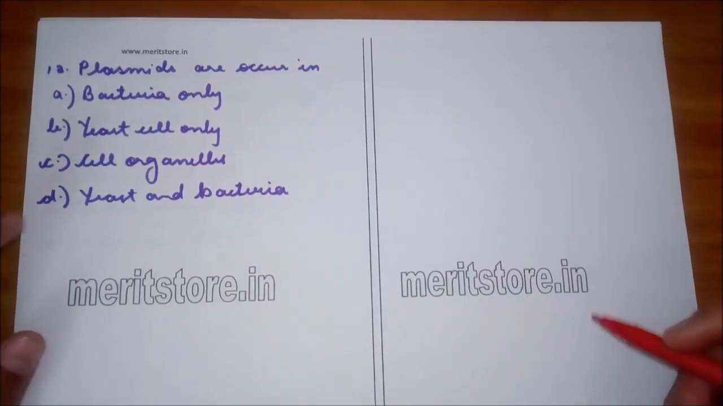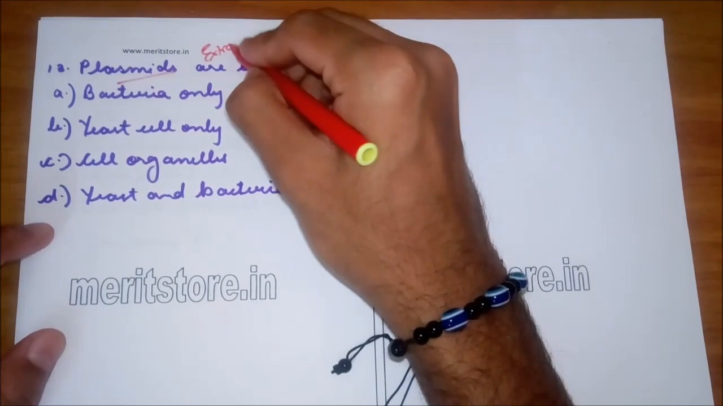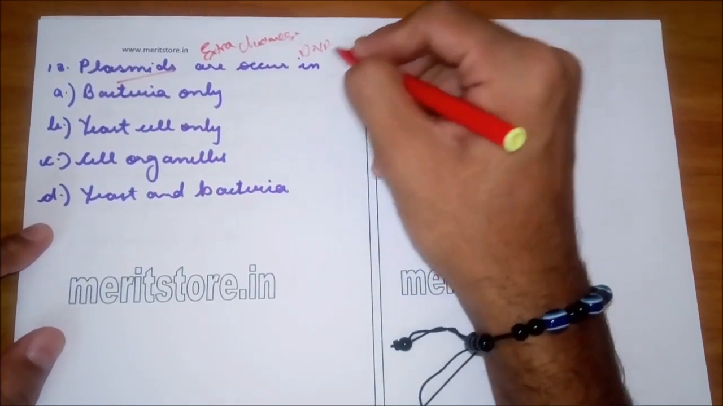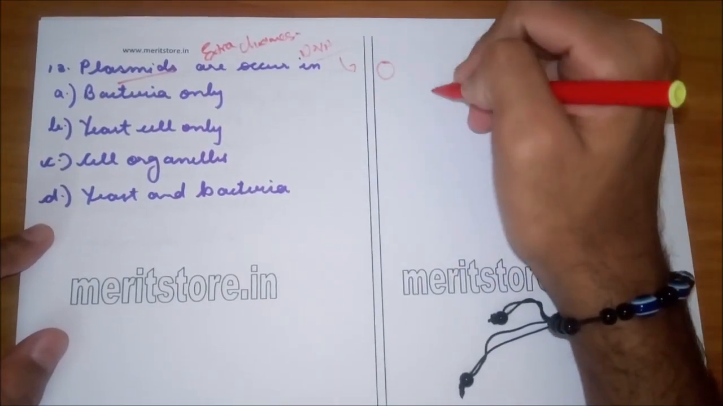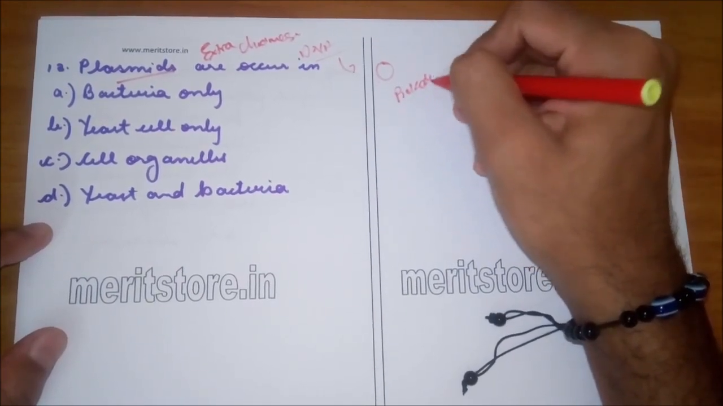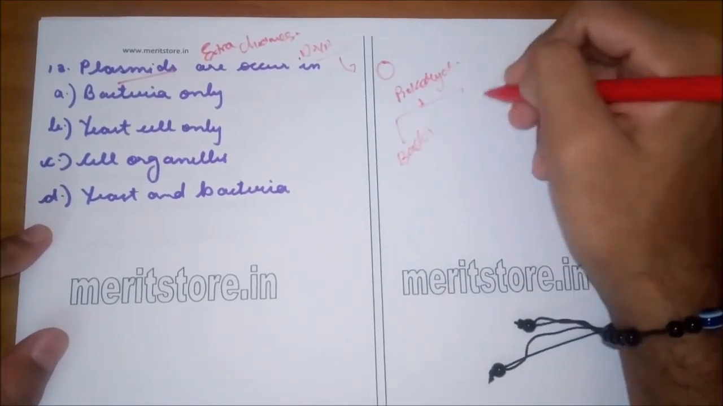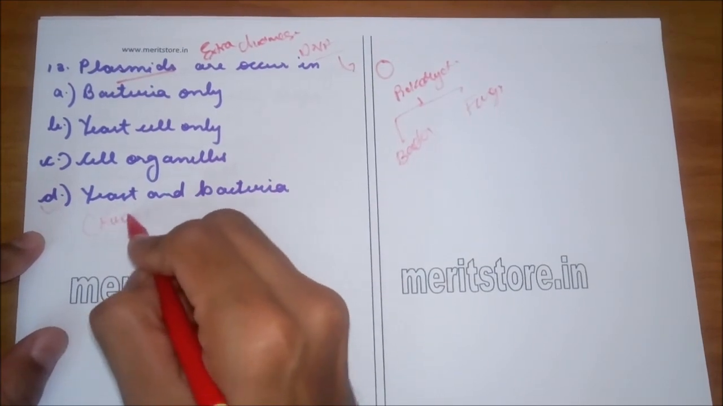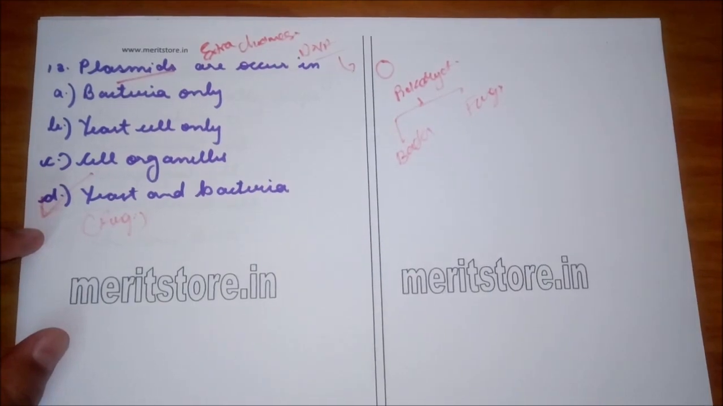Question number 13. Plasmids can occur in. Plasmids are nothing but extra chromosomal DNA. This extra chromosomal DNA is circular in nature. So it is found in prokaryotic organisms, and this can be a bacteria or a fungi. So option D, which is a yeast, which is a fungi, and bacteria is the correct answer. So D is the correct answer.